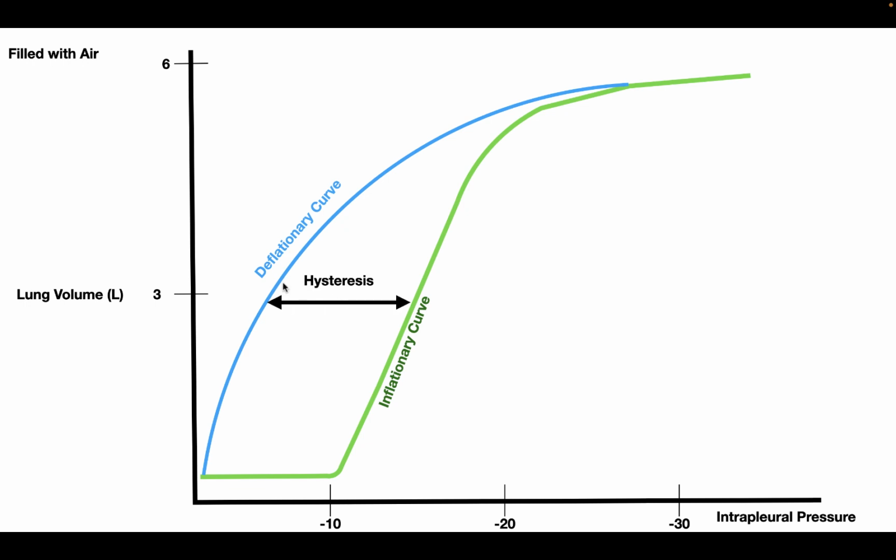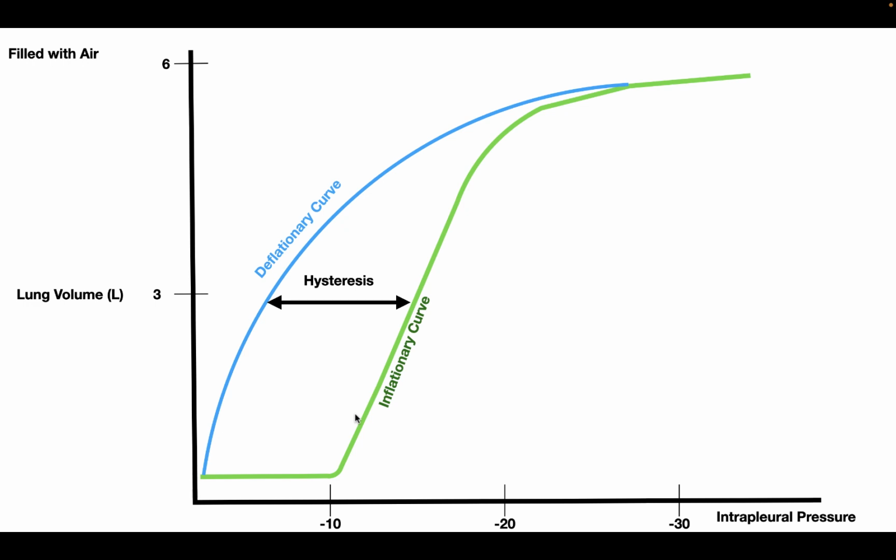The difference between these two curves is hysteresis, and the main thing that accounts for this difference is surfactant levels. Surfactant production is going to decrease when we collapse the lung in on itself. As a result, as we're going to see in this video, when we decrease surfactant production, this increases the surface tension.